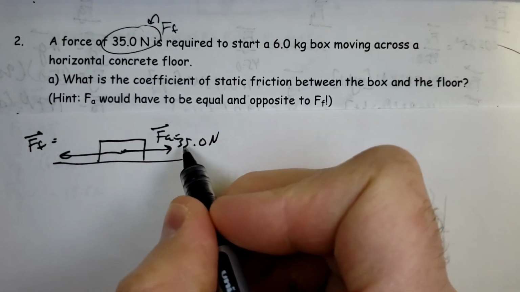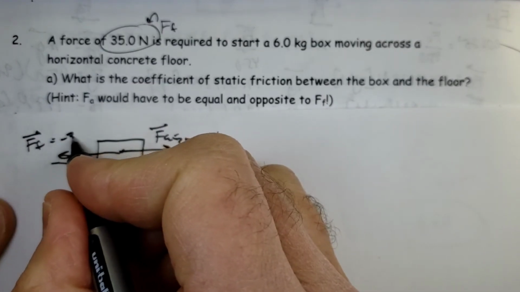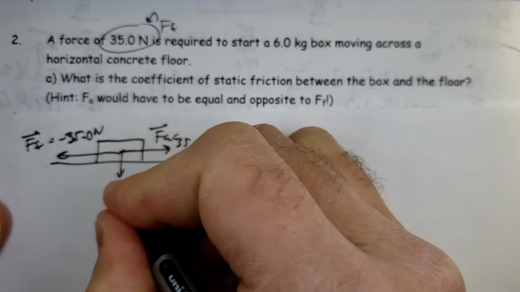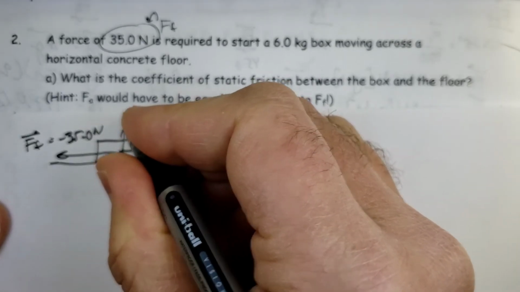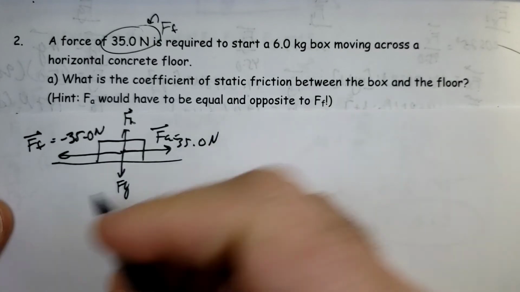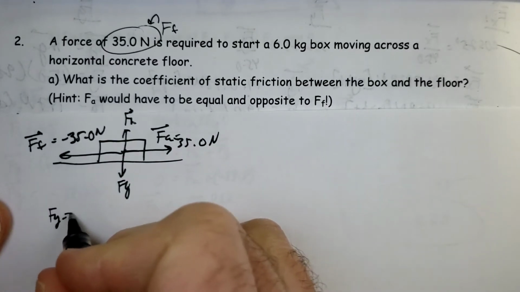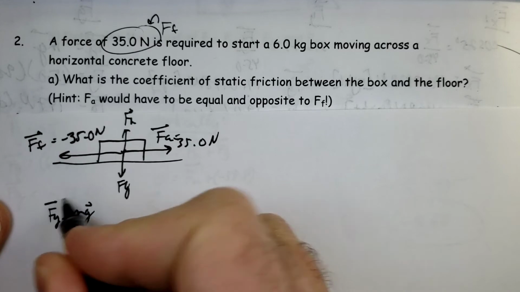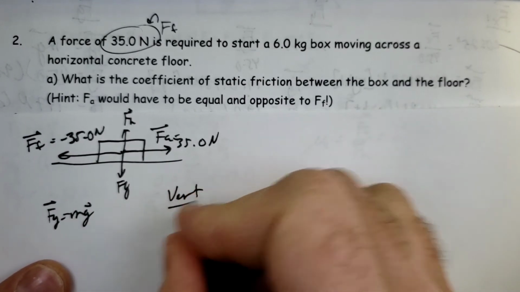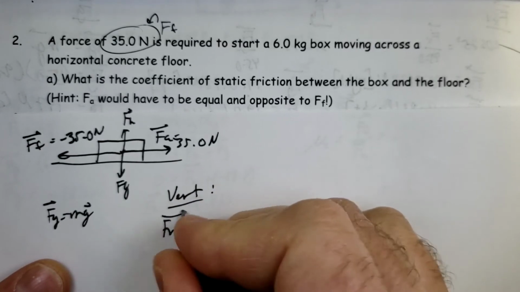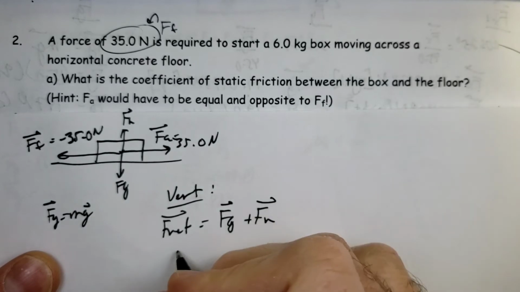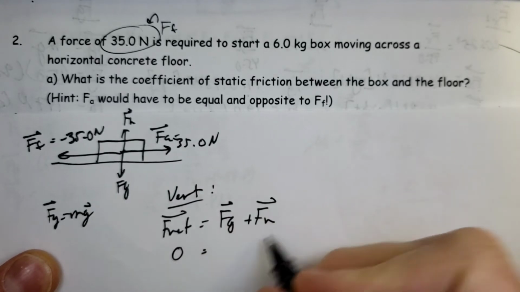If that's the maximum that I need, FF is going to be negative 35 newtons. Of course, we have FG and FN, which you can easily figure out. We have the mass of the box, so you can figure out FG as usual. And then vertically, same thing we usually do: F net is equal to FG plus FN.